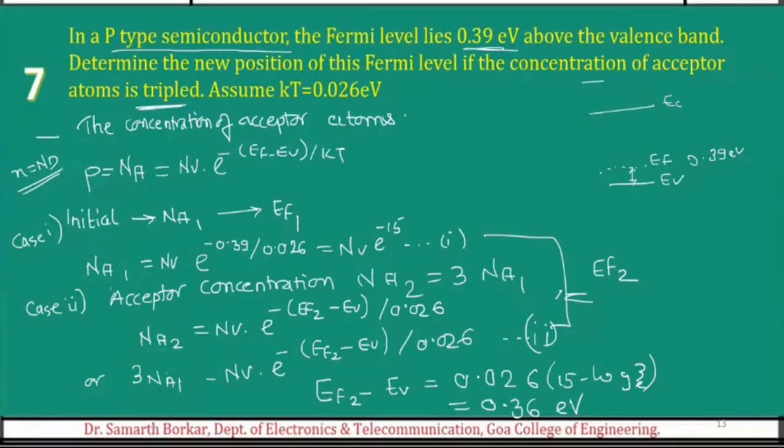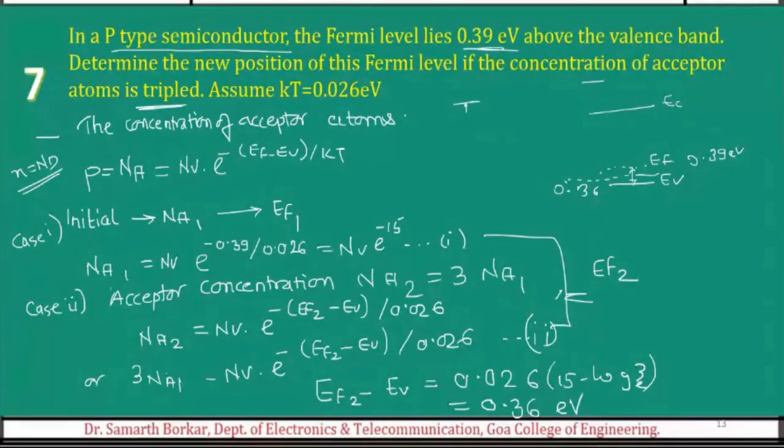So what we can conclude from here is that, to begin with, when the concentration of acceptors was at some value, we had EF minus EV equal to 0.39. If I increase the concentration of acceptor atoms, more holes will be created. If more holes are created, the Fermi level will shift towards the EV. So it is shifting towards the EV. Now this gap has reduced by 0.03, so it is 0.36. Clear?